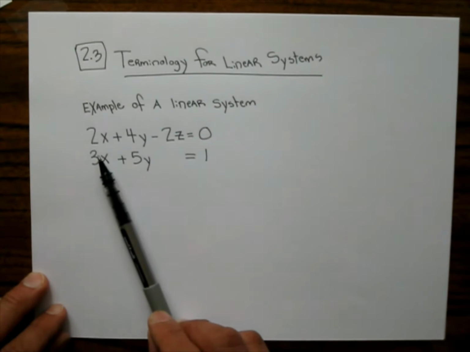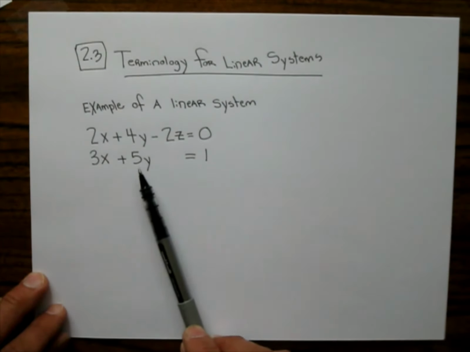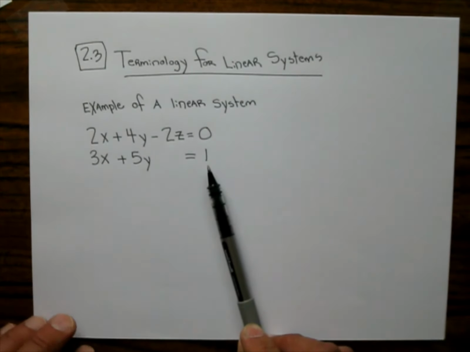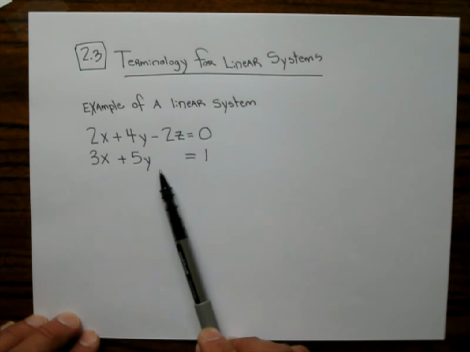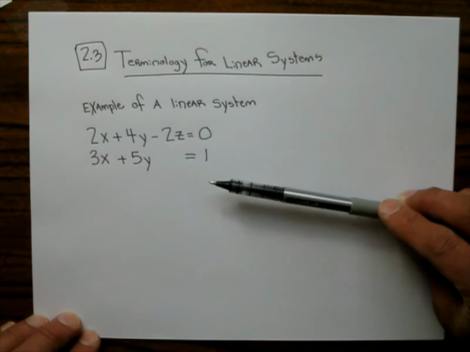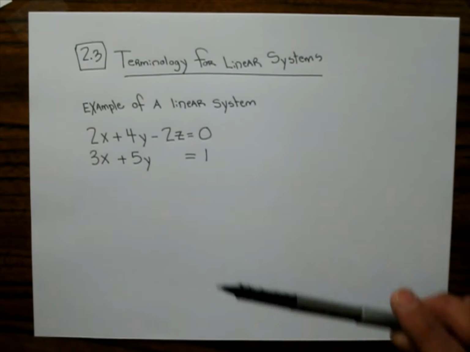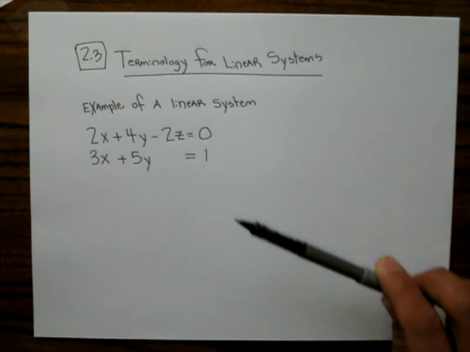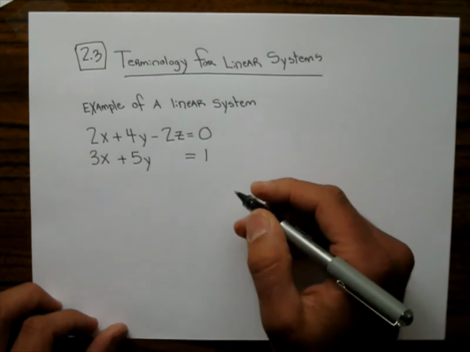Here's an example of a linear system. 2x plus 4y minus 2z equals 0. 3x plus 5y equals 1. A few things you might not like about this: you might not like the fact that z is missing in this second equation. It's not really missing, it's there in spirit, it's plus 0z. And you might say, well, there are 3 variables, but only 2 equations, and I thought there were supposed to be 3 equations. No, this is legitimate.